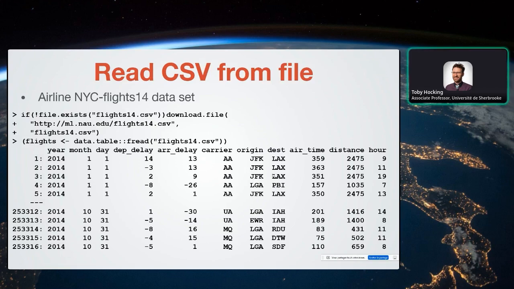How does CSV reading work? Here is an example of reading data from this flights14 data set. To do that, we use the fread function. You give it the name of the CSV file that you want to read, and you get back this data.table object in R called flights. When you see the printout of the data.table, you see the first 5 and the last 5 lines, and you see all of the columns.